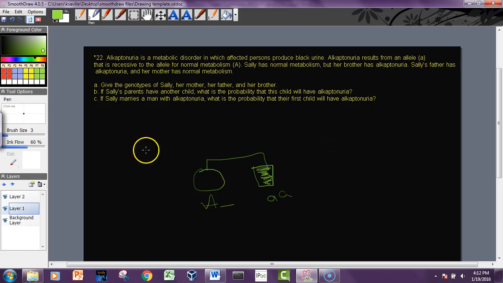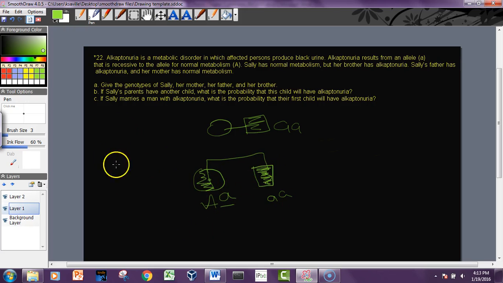Sally's father has alkaptonuria, so here's her father. He's got it. Mom, so his father and brother has normal. Well, if her father has it, then he has to give a little a to her, and mom gives a big A, so she has to be this. That makes her a carrier. Carrier can be written in a couple different ways. You can put a little dot in here. Sometimes that's a carrier, or sometimes they'll fill this in halfway and say they're heterozygous. So we just kind of figured that out from looking at it.